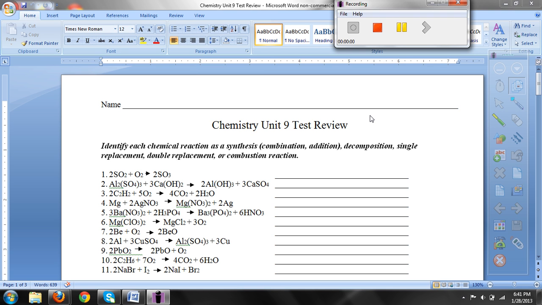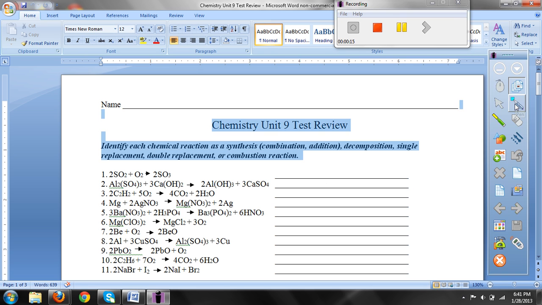Okay, so I'm going to make the review for the Chapter 9 or Unit 9 test. Questions 1 through 11 say, identify each chemical reaction as synthesis, which can also be combination or addition, decomposition, single replacement, double replacement, or combustion.